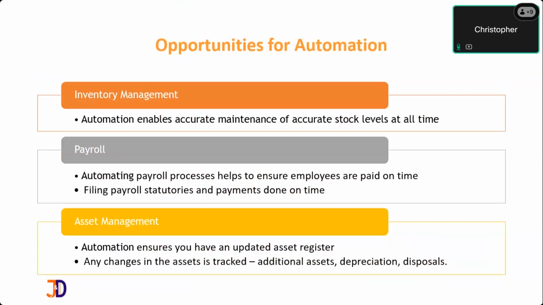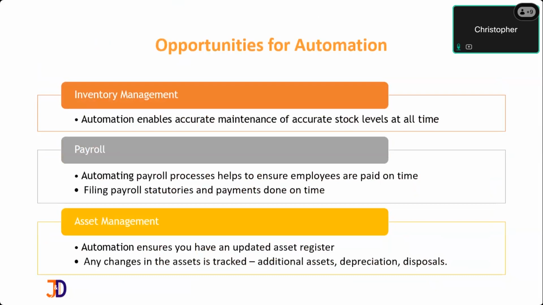Also on payroll, you can imagine doing the payroll in a book and you have over 200 employees, and you have to produce pay slips for them. That will be very tiresome, and you have to make all the deductions and all the calculations that make up the payroll. By automating the payroll, you ensure that you have accurate data on your employees, and what's supposed to be paid to the employees is what is paid, and it's paid on time. It will also simplify the filing of your payroll statutories and making the payments.